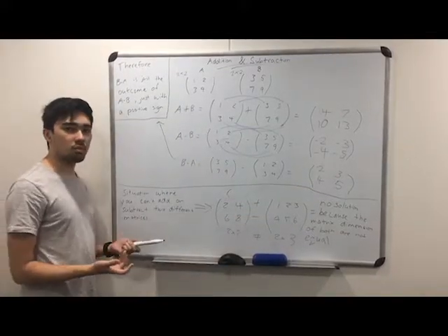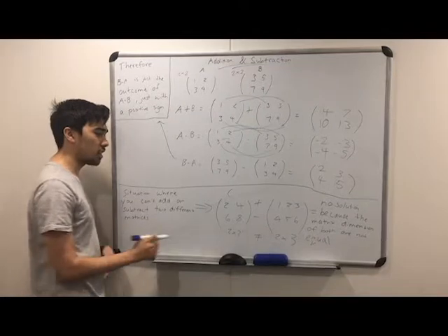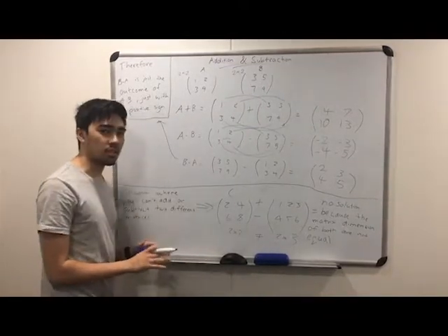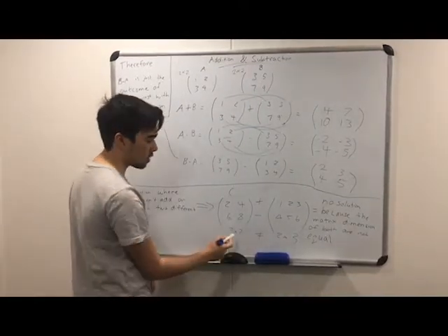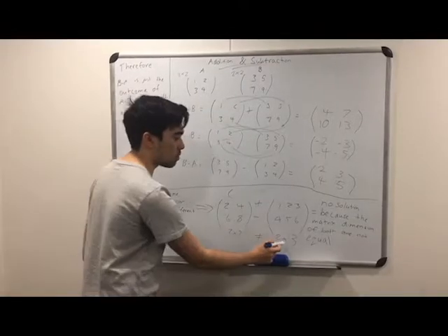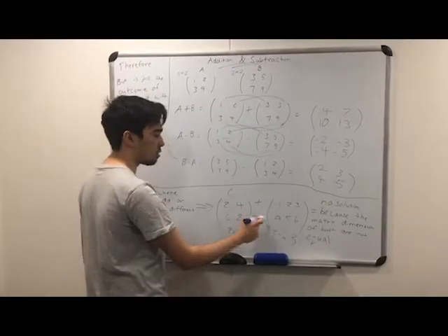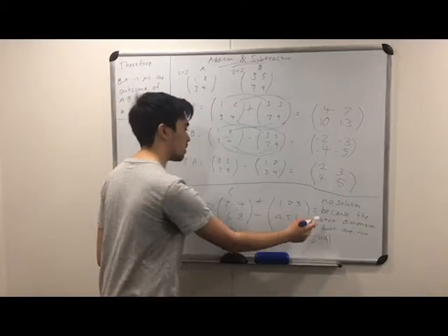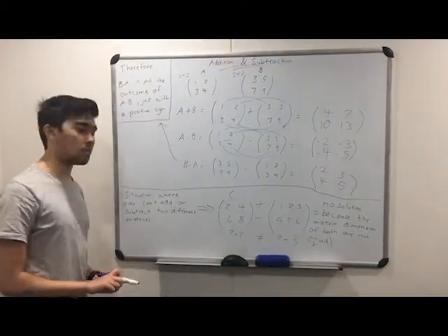Now, an important rule to remember when adding and subtracting matrices is that the dimensions have to be the same for it to work. So here we have a 2 by 2 matrix and a 2 by 3 matrix. The result of either adding or subtracting is no solution because the dimensions are not the same.